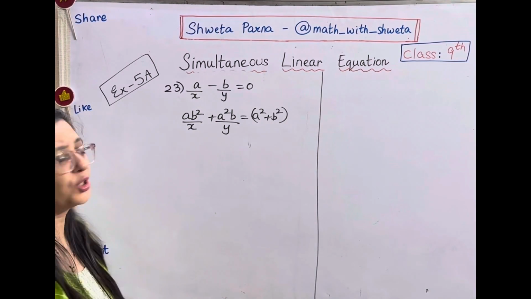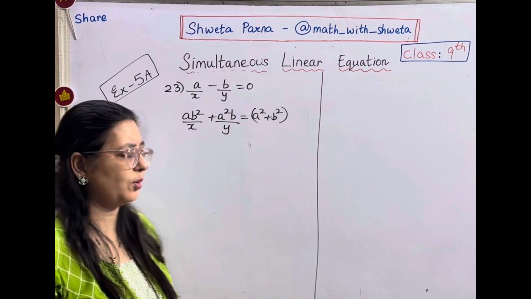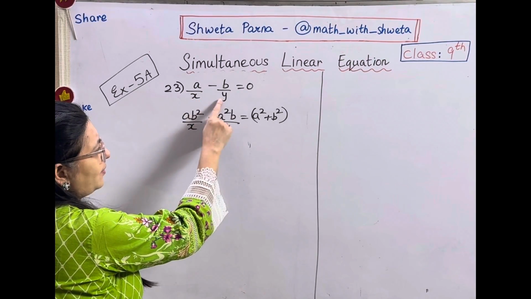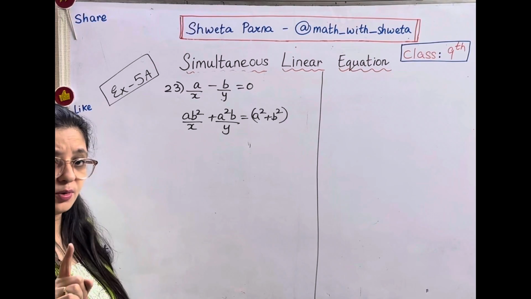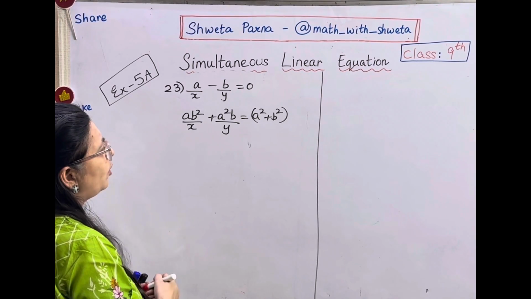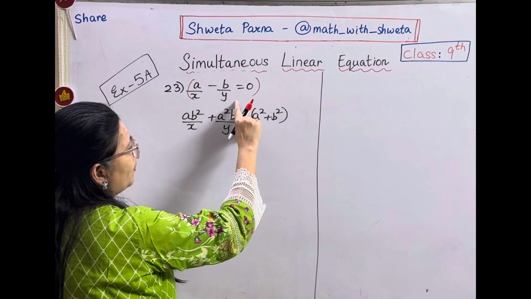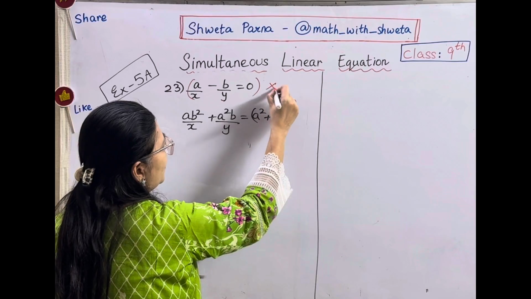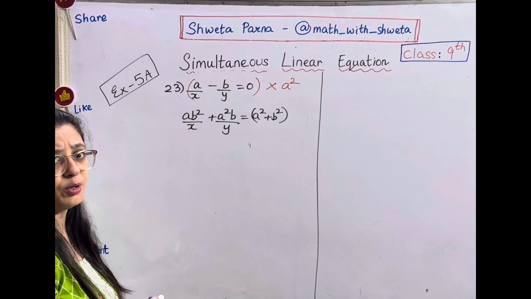Yes kids, let's go to question number 23. Two equations are given and we have to use the elimination method. Now, which are the variables? The variables are x and y. a and b are not the variables. Remember that. Now, looking at both the equations, if I multiply this entire equation, this is b upon y, here also there is b upon y, what is missing is a square. So if I multiply this with a square, this is already the same, so I don't have to do anything.